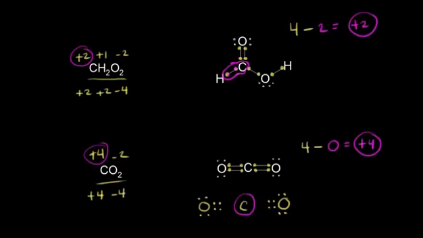And if you wanted to do each oxygen, oxygen should have 6 valence electrons, and here we have 1, 2, 3, 4, 5, 6, 7, 8. So 6 minus 8 gives us minus 2 for the oxidation state of oxygen.